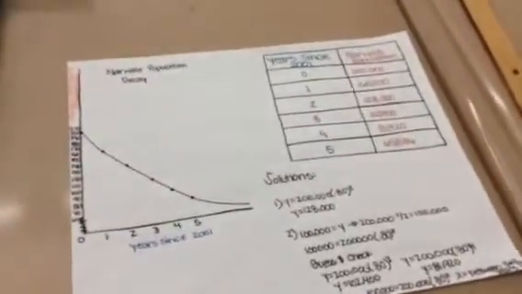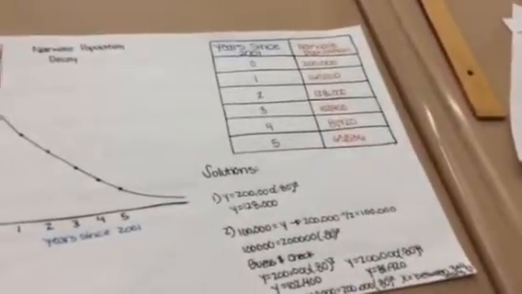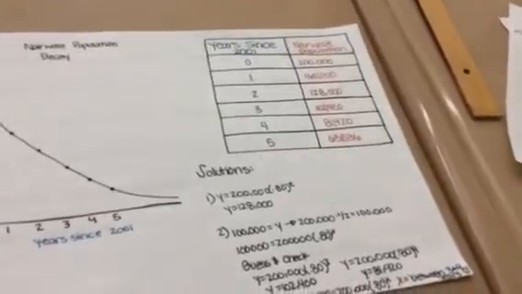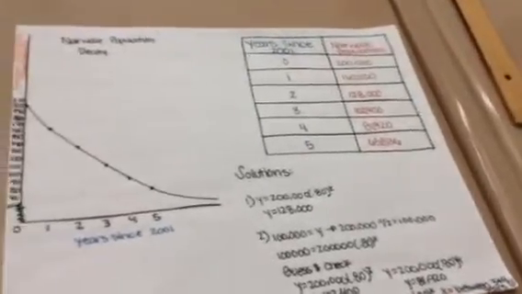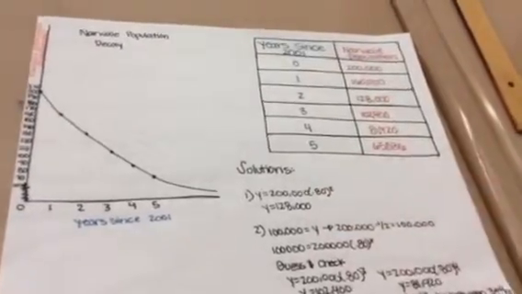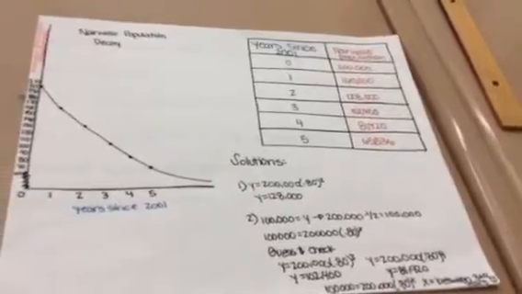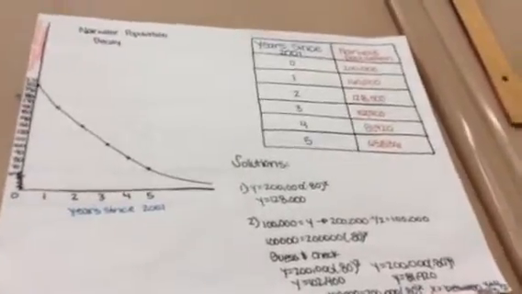The solution to the question of how many narwhals there will be in 2 years was y equals 200,000 times 0.80 to the second power, because x equals the time and 2 years is the time frame. So y would then equal 128,000.